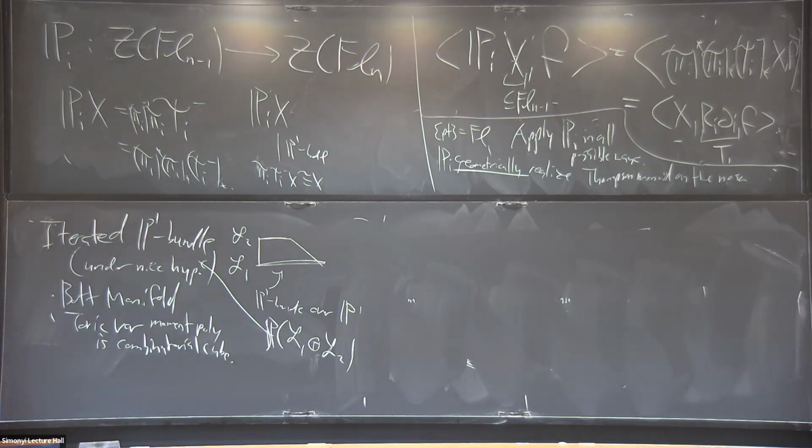I'm really sorry, but I thought it's a P1 bundle over a flag variety. No, you start with something small, like a point, the identity point inside some flag variety. And then you go P1 bundle, P1 bundle, P1 bundle, P1 bundle. Okay, thanks.